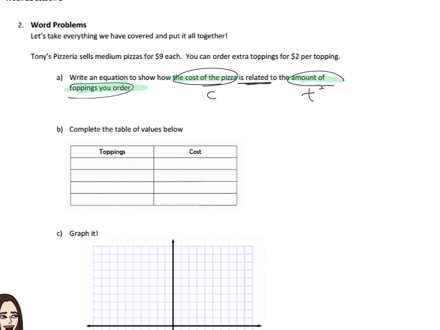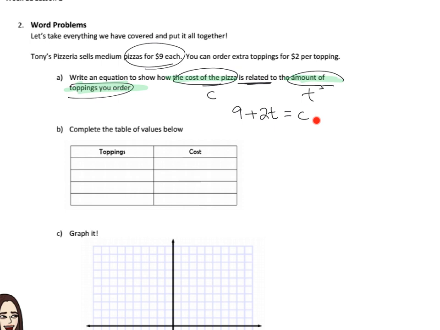Looking at the information that's given to us, we have to pay $9 for the pizza all the time. And on top of that, we have to pay for every topping that we add. Per topping, it's going to cost us $2. So we go 2 times T. That's going to give us the total cost of pizza. Again, we have $9, that's the flat rate for a medium pizza, and then we're adding $2 for every topping that we add. So we go 2T. When we add them together, we get the cost of the whole pizza.